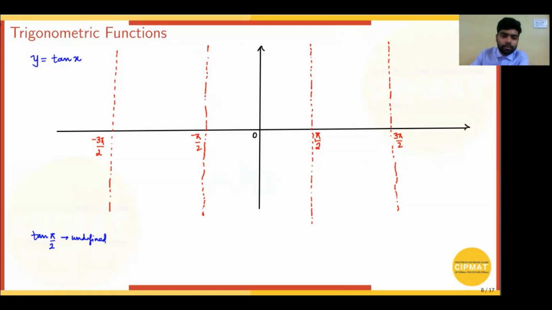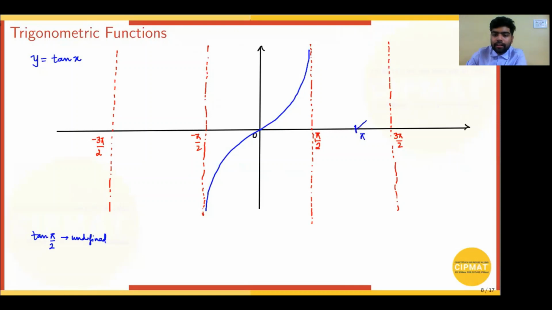Okay, so how does the graph of tan x look like? The graph of tan x looks something like this. It's going to be asymptotically close to the lines x equals to pi by 2, x equals to minus pi by 2. However, it's not going to touch that particular line. Okay, it's going to be very close, but it's not going to be touching the line. Hence, these lines, that is x equals to pi by 2, x equals to minus pi by 2, are known as asymptotes.